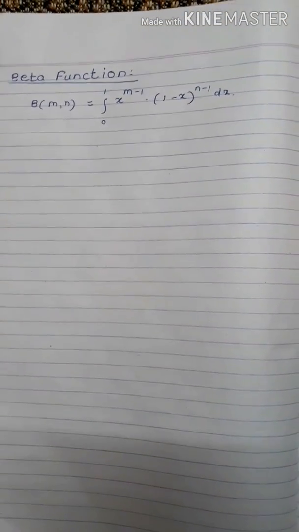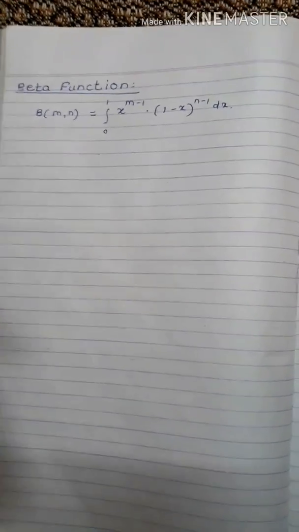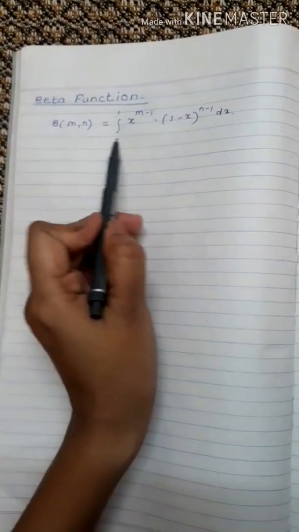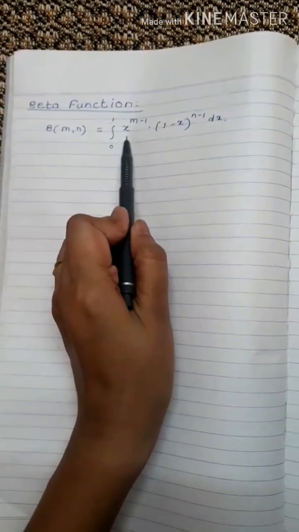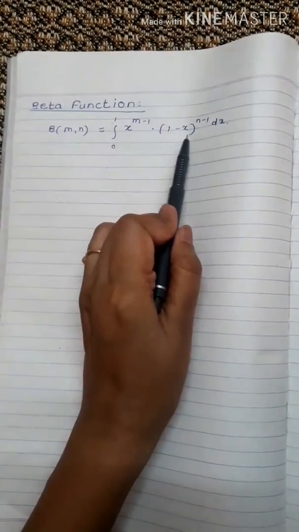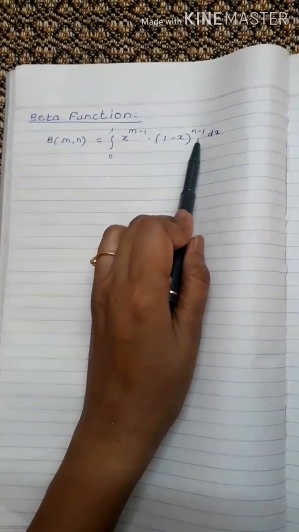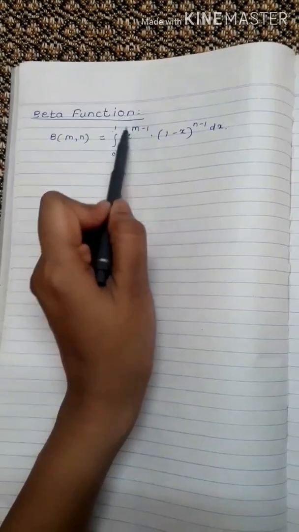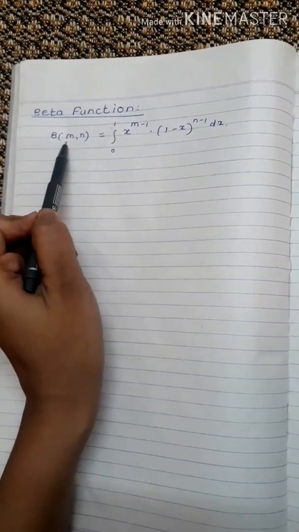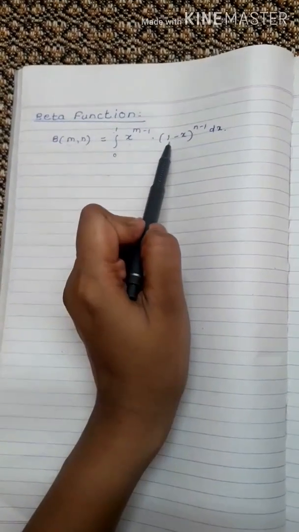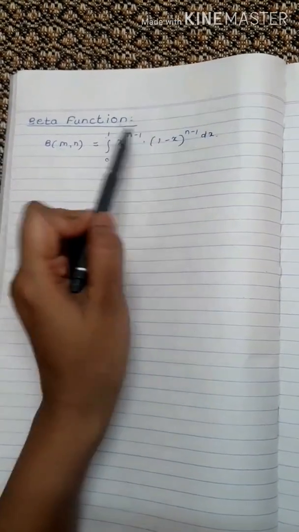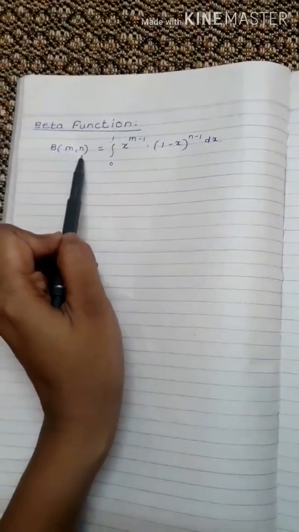So observe two particular things. Limits for this are 0 to 1, and there are two terms majorly present in the definition. The first term is x to the power of m minus 1, and the second is 1 minus x to the power of n minus 1. So when I add 1 to the power of x, I get the first parameter, and when I add 1 to the power of 1 minus x, I get the second parameter.